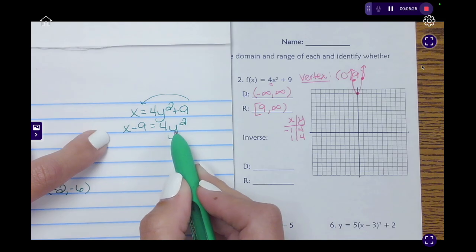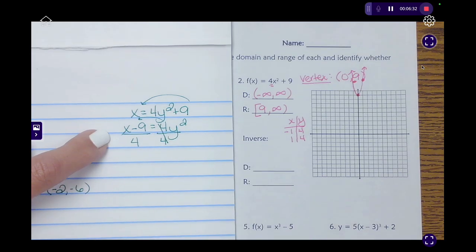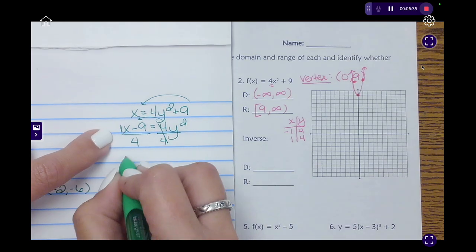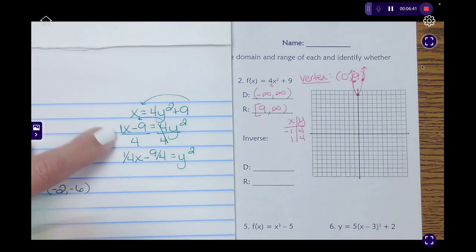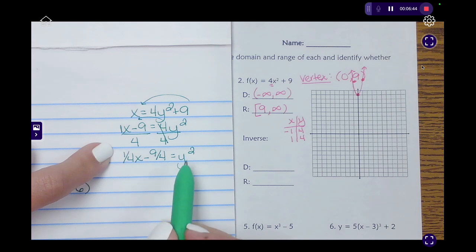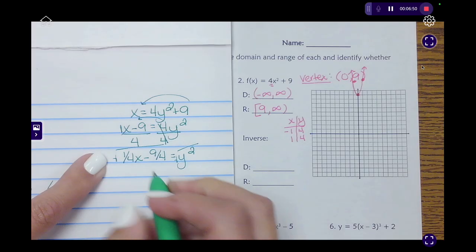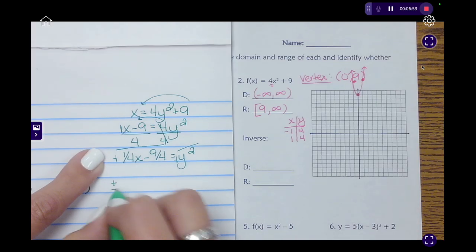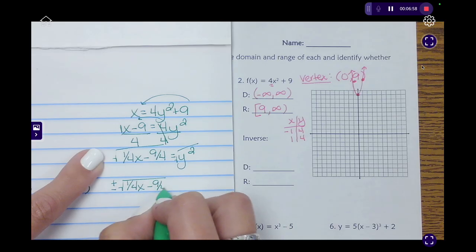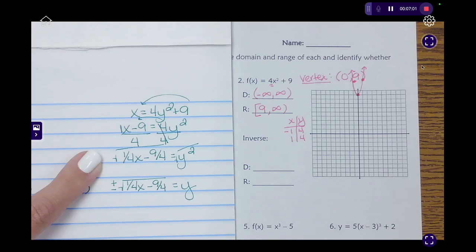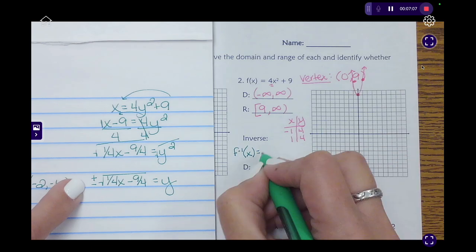So the only thing being squared here is the y. So here I have to divide everything by 4. So when I divide by 4 here, realize that's going to be a 1. So that would be a 1/4 x minus 9/4, and that equals your y squared. So now the last step, now I have the y squared by itself. So this is where I can square root both of them. Okay, so looking at this, I can square root that. That's going to give me a plus minus the square root of 1/4 x minus 9/4 equals y. Okay, so that would be my inverse. So I can go ahead and write that over here, my inverse notation.